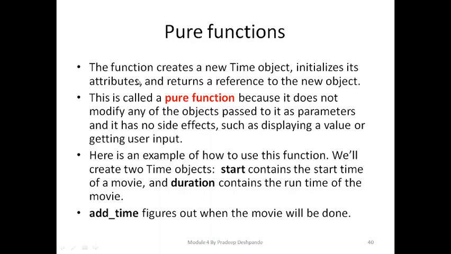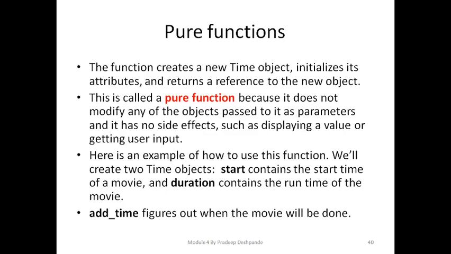Here the function creates a new time object, that is movie_end_time, initializes its attributes and returns a reference to the new object. This is what we call a pure function, because it does not modify any of the objects passed to it as parameters, and it has no side effects such as displaying a value or getting user input, nothing. It just takes two time objects and returns another time object.